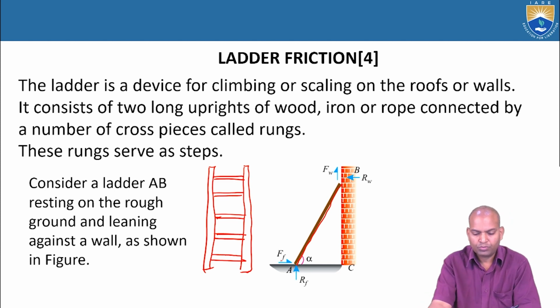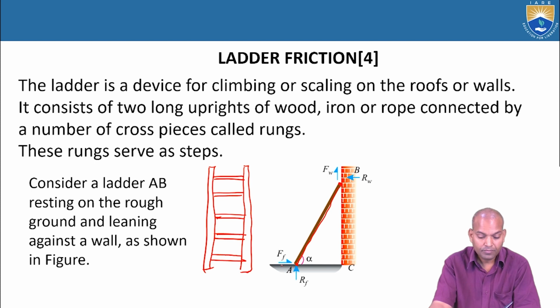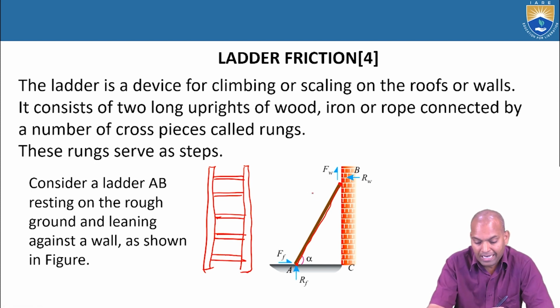So there are two spots here, the top edge and the bottom edge. This top edge is in contact with the wall at point B. At point A, it is on the floor. This ladder is in contact at point B on the wall, and at point A on the floor. It is able to stand there because of the friction. Grip friction will be there.